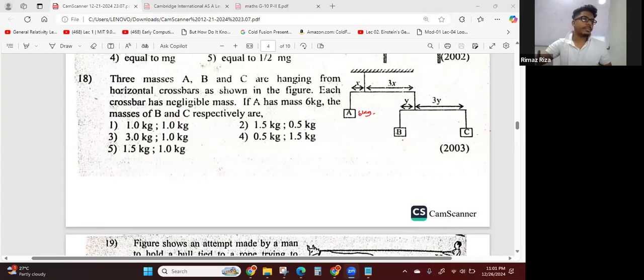Okay, so here A is 6 kilogram and it's in equilibrium, so the moment about this point should be the same. Here the ratio is 1 to 3, so the mass ratio should be 1 to 3. Therefore the total mass of B and C should be 2 kilogram. And the ratio between the mass of B and C is 1 to 3. So the sum has to be 2 kilogram.